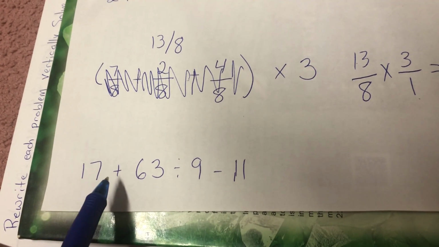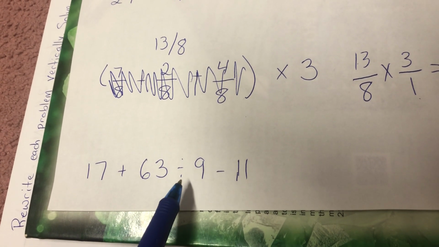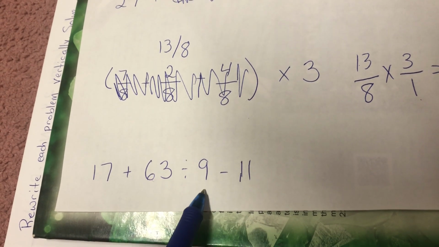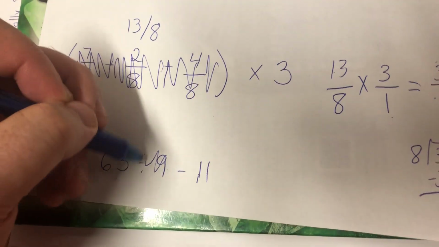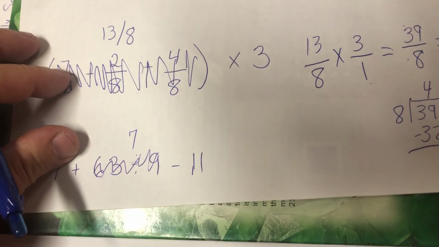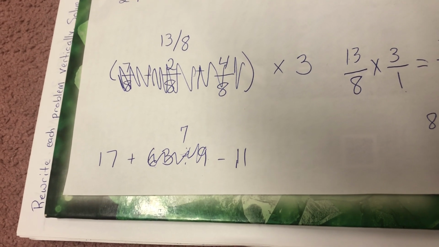So I start way to the left. There's an addition sign. Not going to stop and do that. Here's a division sign. I'm going to stop and do that. 63 divided by 9. Well, 63 divided by 9 is 7. So I'm going to cross that off. That's going to become a 7.